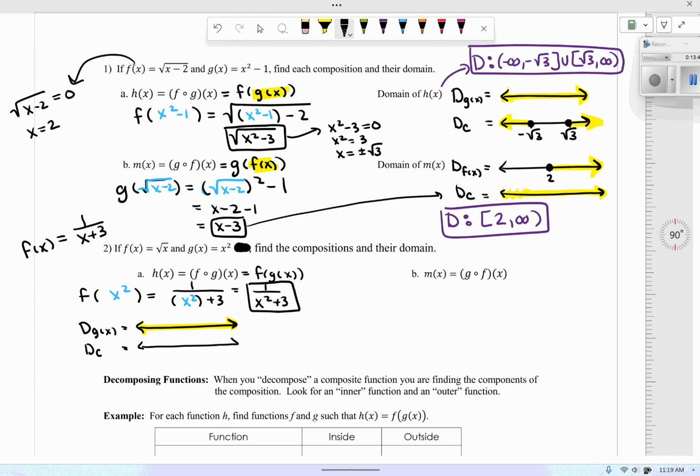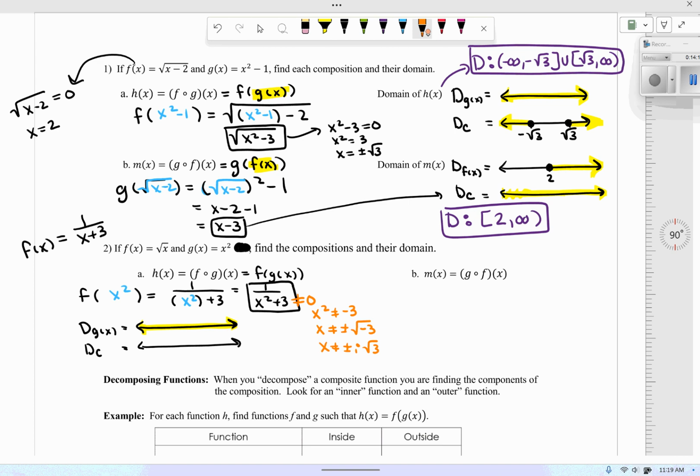notice that we do have a variable in the denominator. So whatever is in the denominator cannot be equal to 0. So you can set that not equal to 0 and solve. So we get x squared is not equal to negative 3. So x cannot be equal to plus or minus the square root of negative 3, which means x cannot be equal to plus or minus i root 3.